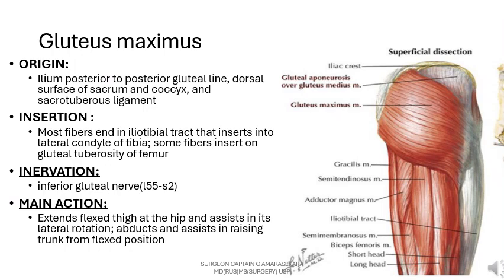Functionally, the gluteus maximus extends the flexed thigh at the hip and assists in lateral rotation. It also contributes to abduction and helps raise the trunk from a flexed position, such as rising from a chair or climbing stairs. Its role in stabilizing the pelvis and trunk is especially important during gait and weight-bearing activities.